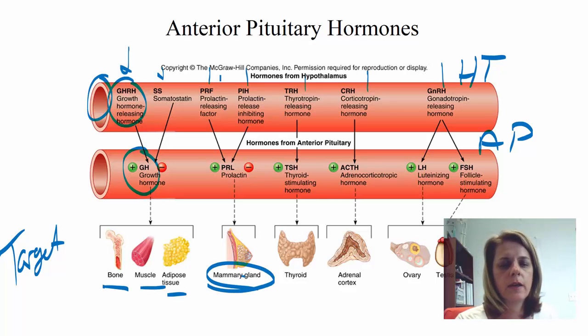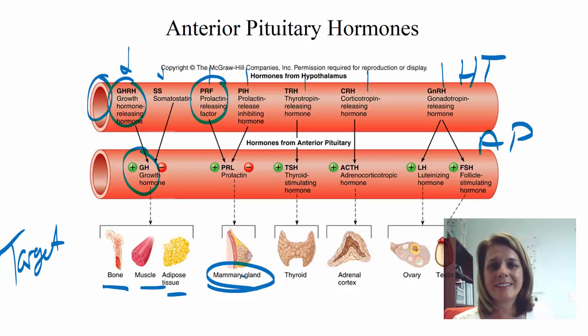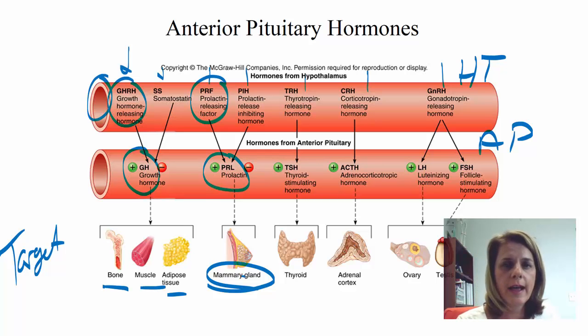Prolactin's target is going to be the mammary glands. If there is a need for milk production, then the hypothalamus will release prolactin releasing factor, which will stimulate the release of prolactin from the anterior pituitary into the blood. Prolactin will travel to the breast tissue and cause the production of milk. Now remember, prolactin produces milk. Oxytocin allows it to be let down and released to a suckling baby.